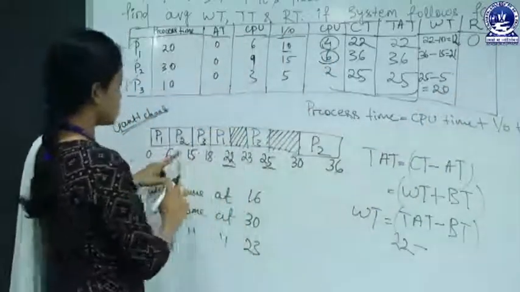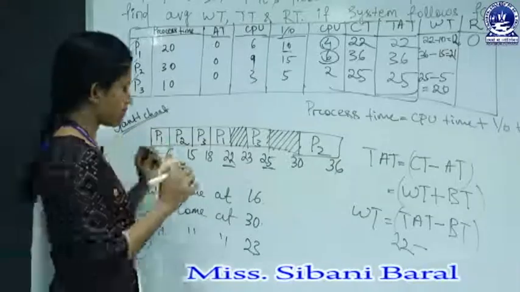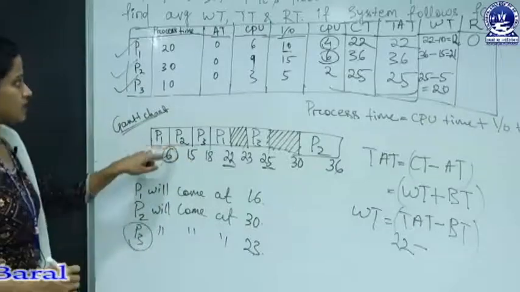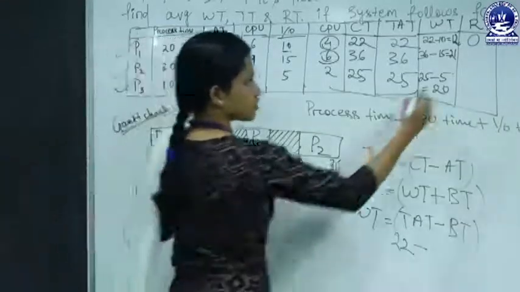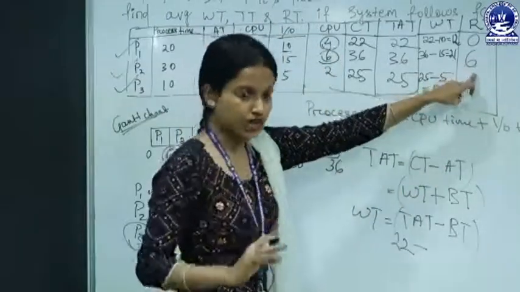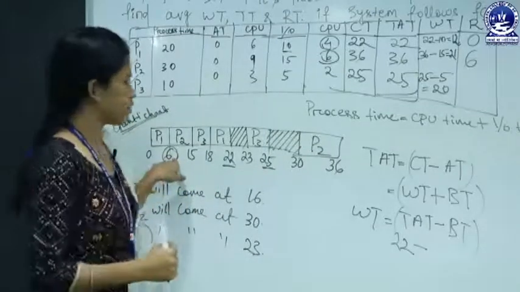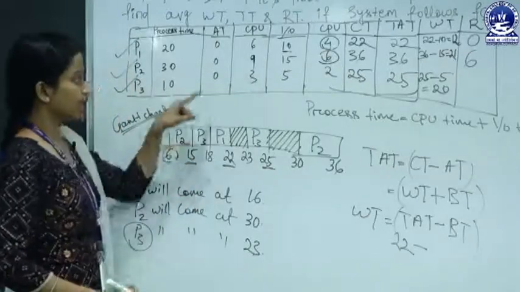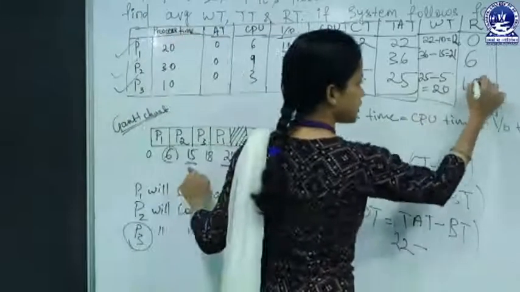For P2, at first, P2 would be allocated the CPU at time 6, and the arrival time of P2 is 0. So, 6 minus 0, that is, response time is 6. For 6 units of time, P2 had to wait for the CPU. The CPU would be allocated to P3 at 15, and the arrival time of P3 is 0. So, the response time is 15.